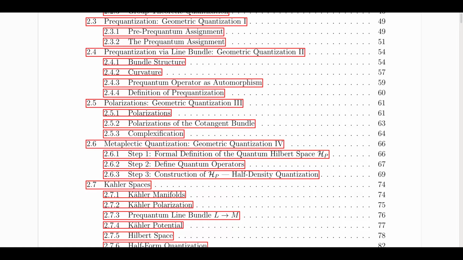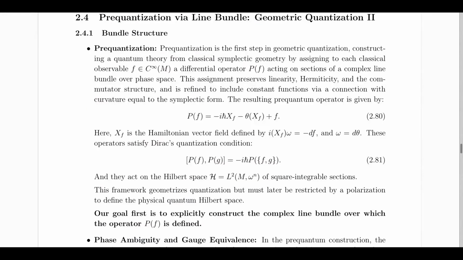Prequantization via line bundle. In geometric quantization, prequantization is the first step toward constructing a quantum theory from a classical one. It lays down a geometric framework where classical observables are promoted to differential operators acting on a complex line bundle over phase space. But unlike canonical quantization, which jumps directly to a Hilbert space, prequantization builds structure gradually, through bundles, connections, and curvature.